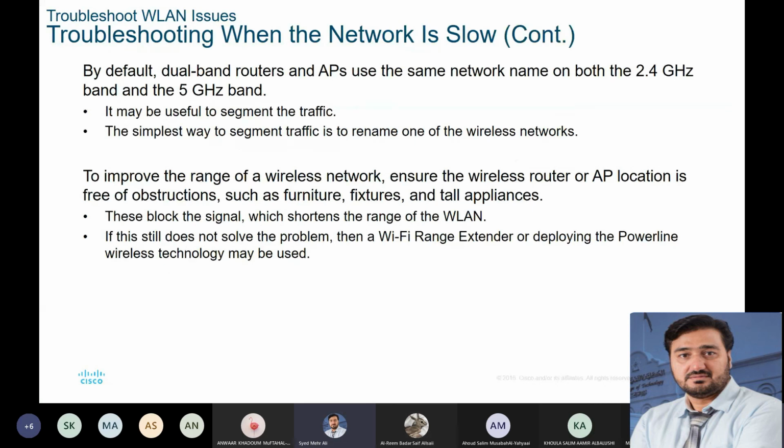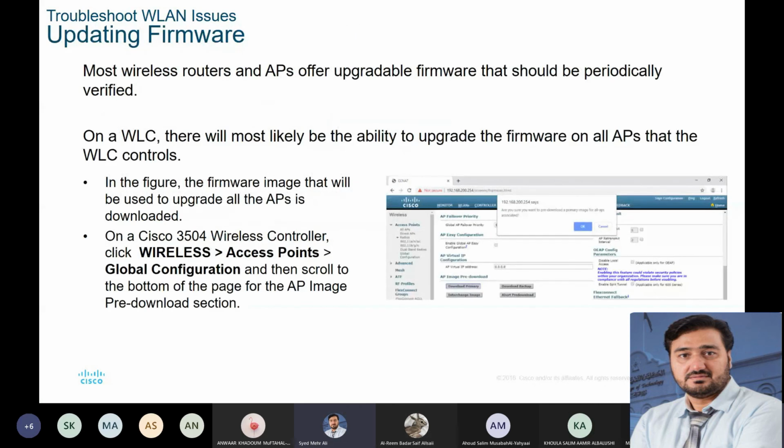Troubleshooting a slow network: updating firmware. Most wireless routers and access points offer upgradable firmware that should be periodically verified. So always upgrade the firmware of your access point and your wireless LAN controller. On a wireless LAN, there will most likely be the ability to upgrade the firmware on all access points that the wireless LAN controller controls.